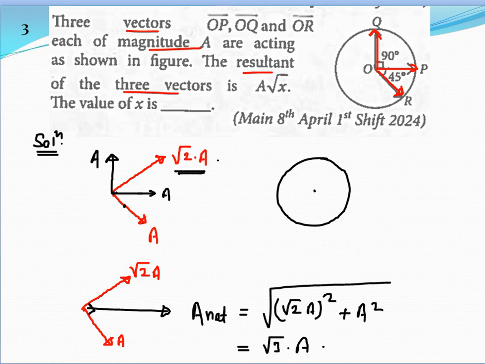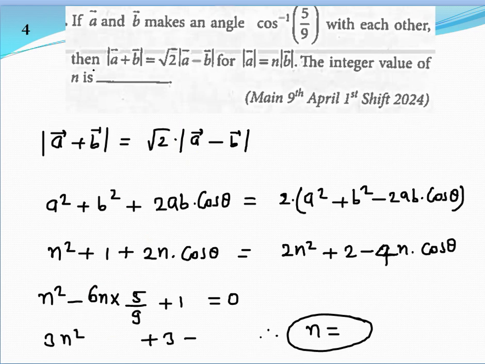Now we have to find the resultant of the resultant of OP and OQ, and OR. So I've just drawn another diagram taking OR and the resultant of OP and OQ, root 2 A, and these two are at right angle. If we see the angle properly, this one is 45 degrees, this one is also 45 degrees, so the angle between A and root 2 A is 90 degrees. Solving for the resultant, we get A net equals root 3 times A. So the answer here according to the given relation is 3. Come to the next question.